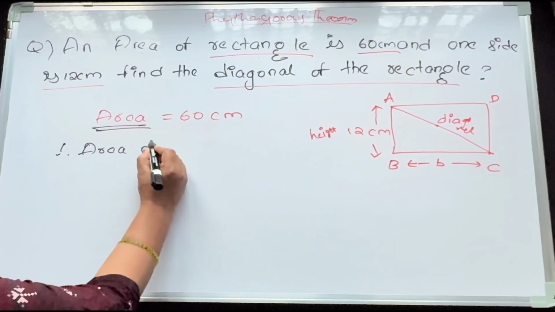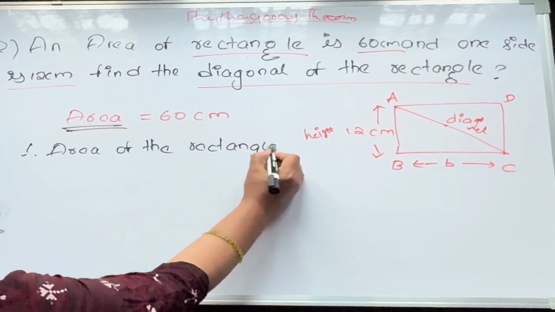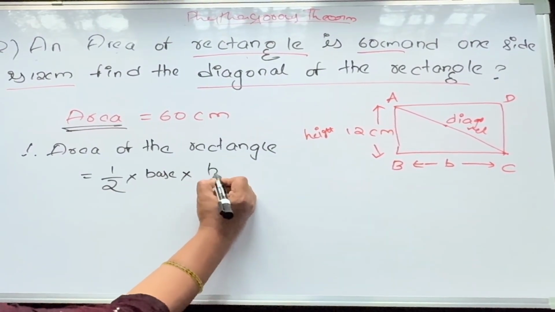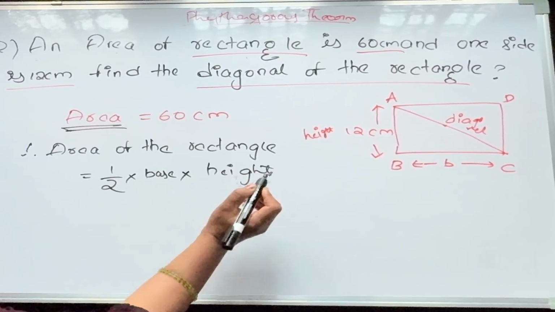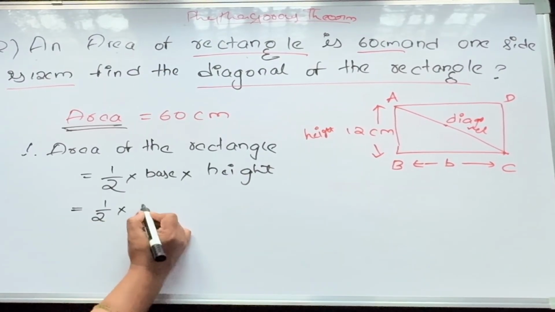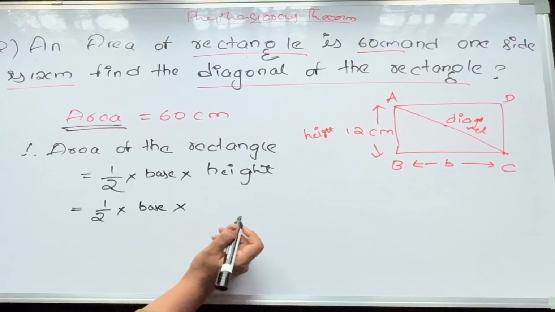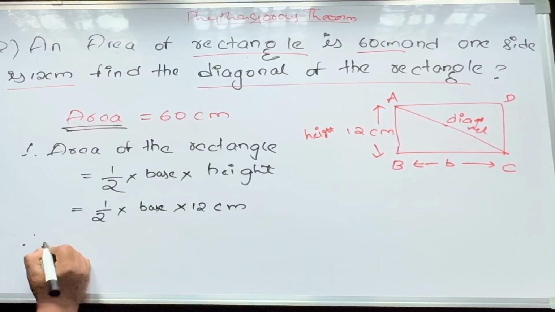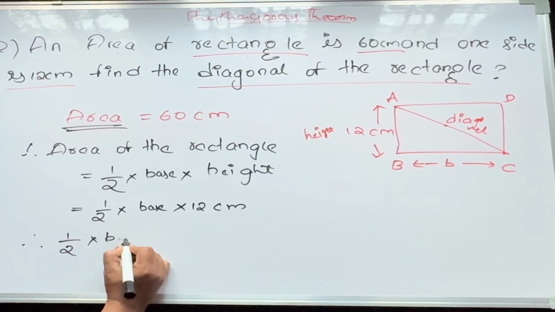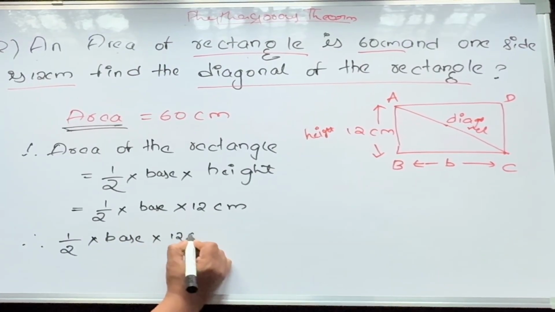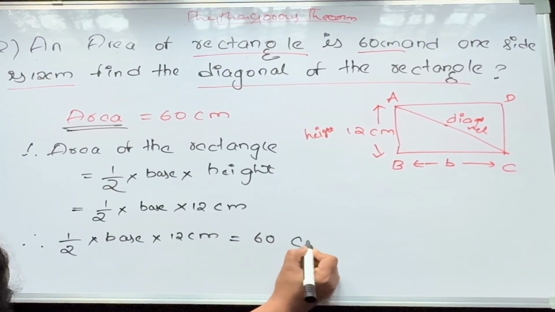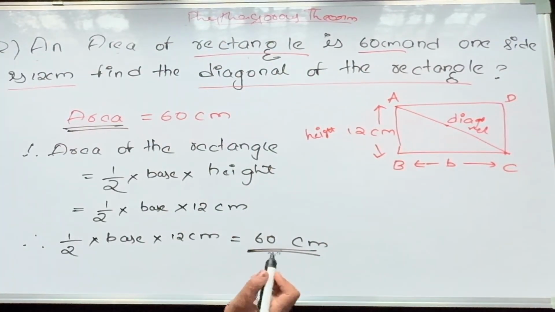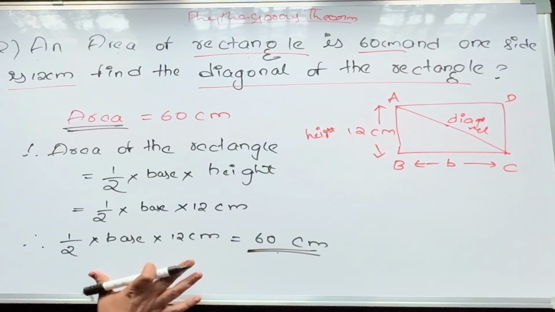Therefore, the area of the rectangle is half into base into height. Okay, so what is given? Half into base, and the height is given. We will take this as 12 centimeters. Therefore, half into base into 12 centimeters is equal to 60 centimeters squared, because the area is given as 60. Using this, we can solve for the base.